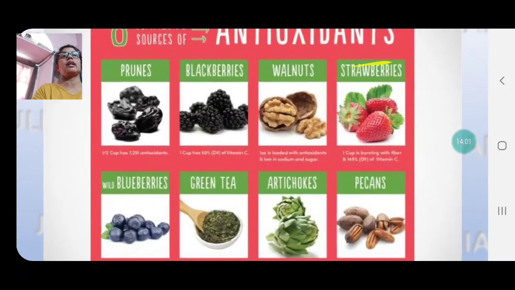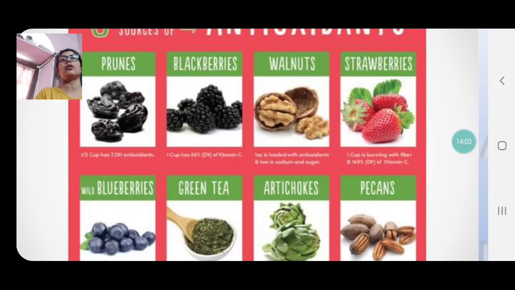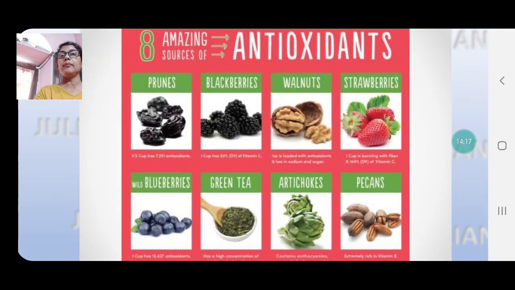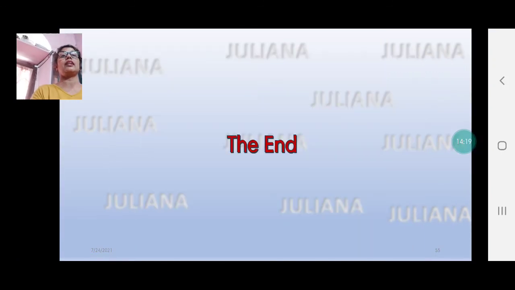You can look at certain other antioxidant foods that can be consumed. Prunes, blackberries, walnuts, strawberries, blueberries, green tea. Then artichokes and peaches are a very good source of antioxidants. Broccoli is also a good source of antioxidants.